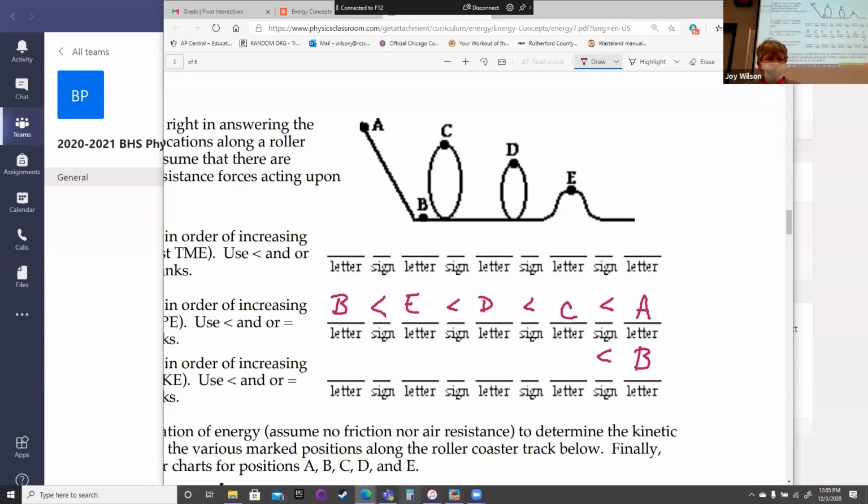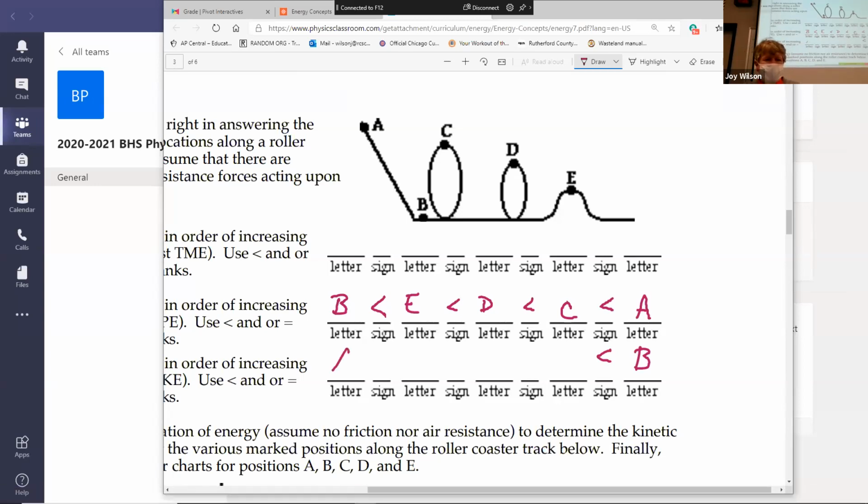What's our smallest one? And I think Romel said that, or somebody on that side said it, A. A is the least amount of kinetic energy because it's the most amount of potential. So it's like the opposite of those. Right.